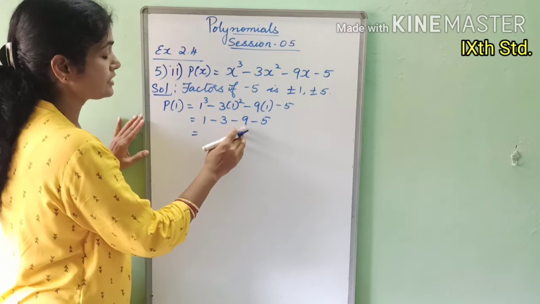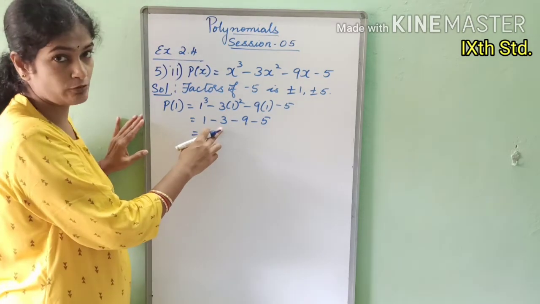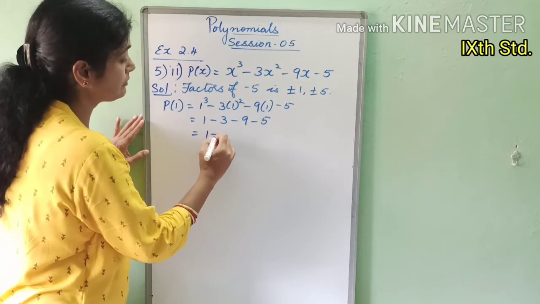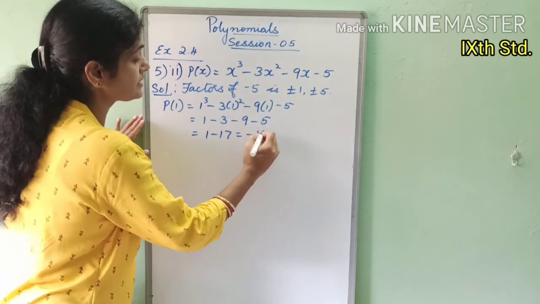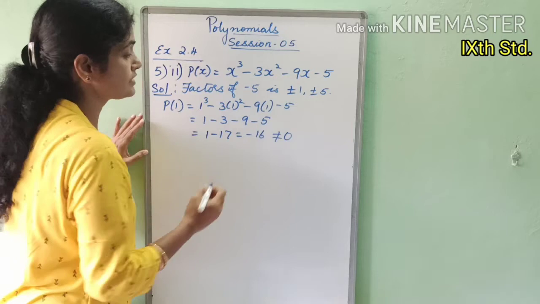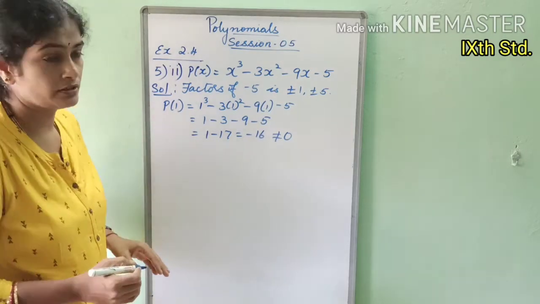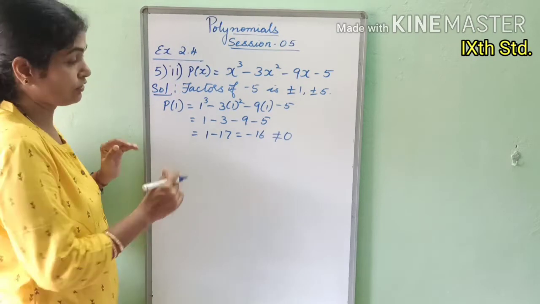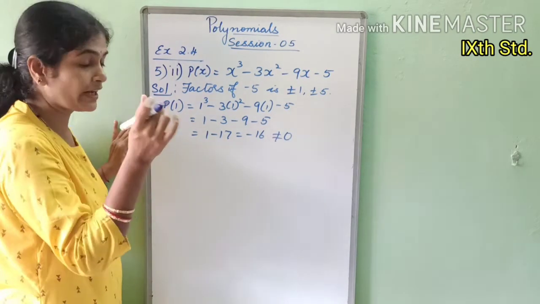How much is it? 1 minus 3 is minus 2, minus 2 minus 9 is minus 11, minus 11 minus 5 is minus 16, which is not equal to 0. So p of 1, or we can say x minus 1, is not the factor of it.